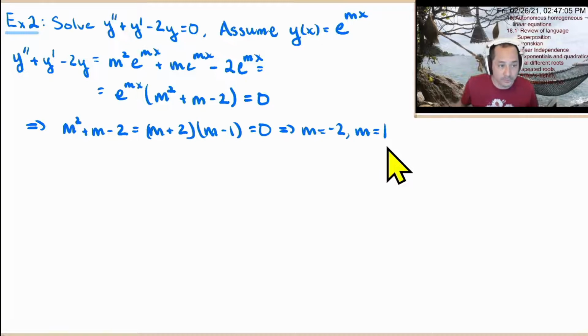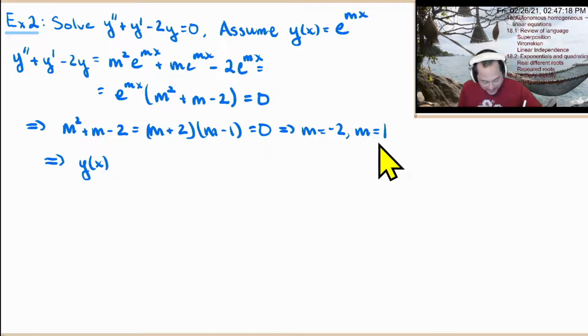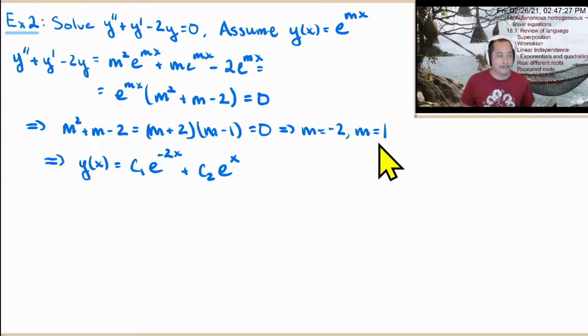I have two different roots, therefore I have two different exponentials. If the exponentials have different exponents, then they are linearly independent. And so I write out my solution: y of x is equal to c1 e to the negative 2x plus c2 e to the x.